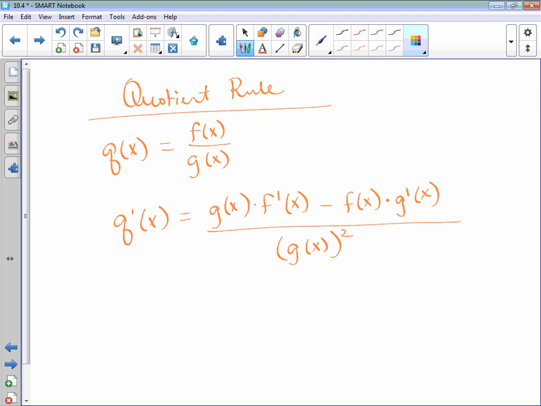Some people like doing it this way, calling your f of x high and the g of x low. So this is low times d high minus high times d low over low squared. Some people sing like a little Seven Dwarfs song with that and memorize it that way, like low d high minus high d low over low squared. But again, if you're like, what, with the lows and the highs, that's completely fine. Just know the formula. Some people really like that, so gotta put it in there.